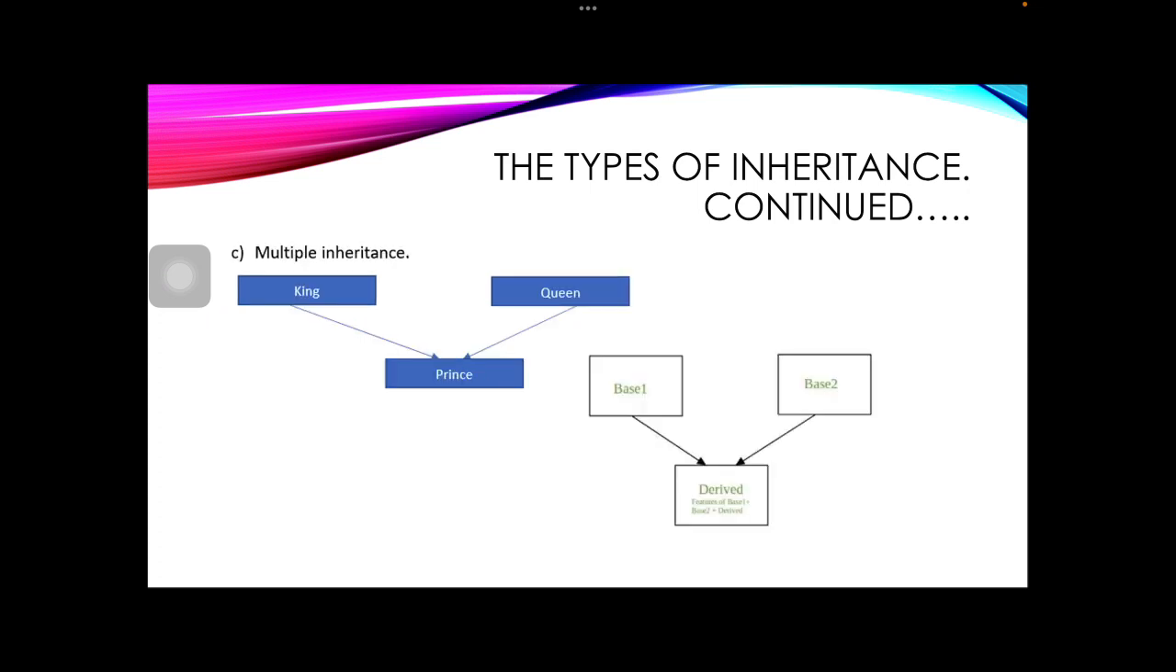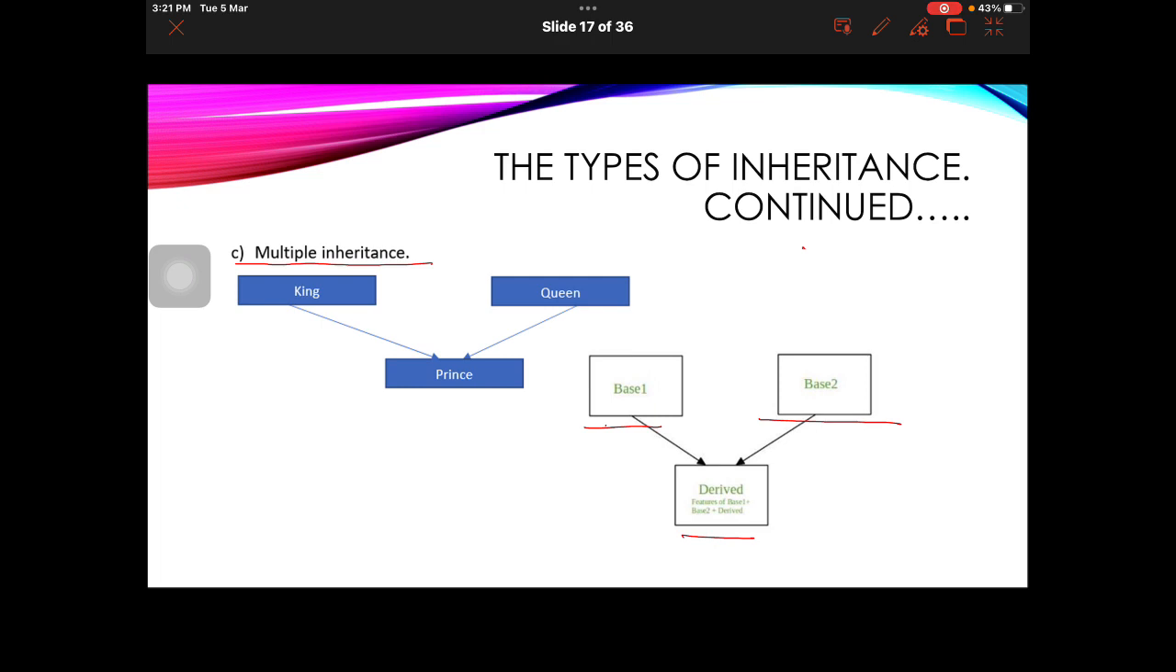We have the third one, that is multiple inheritance. In multiple inheritance, we have multiple base classes. Here in this figure you can see base class 1 and base class 2, and one derived class is acquiring the properties from base class 1 and base class 2. So how can we frame a sentence for this? A single class acquiring properties from 2 or more base classes, that is multiple inheritance. Prince is acquiring properties from king and queen.